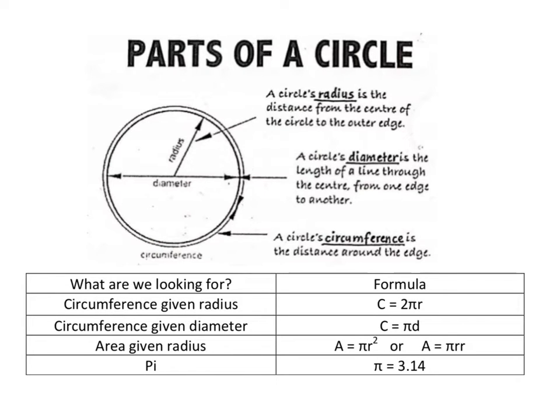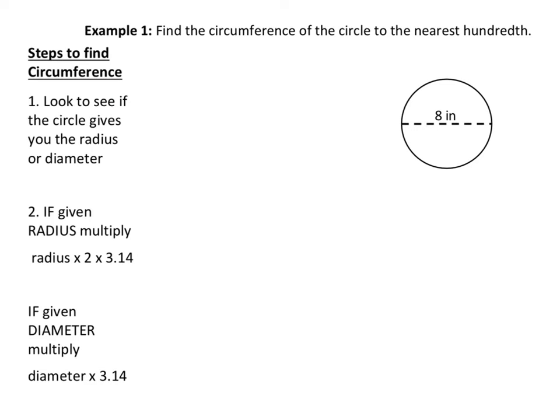So here are our formulas, and you are given this on your formula chart. We have circumference when given radius, 2 pi r. That's just multiplying 2 times pi times r. Circumference given diameter, pi times diameter. Area given radius, that's pi r squared, or pi times r times r. All that squared means is radius times radius. And then we need to know what pi is. Pi is 3.14.